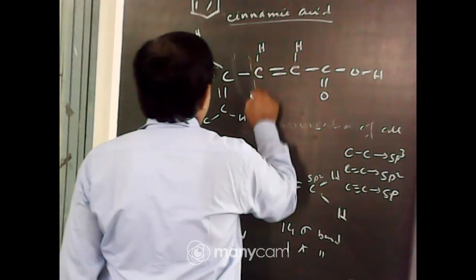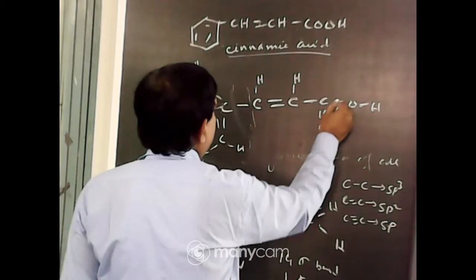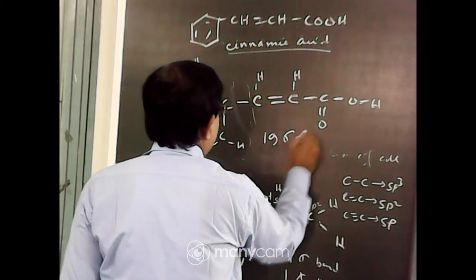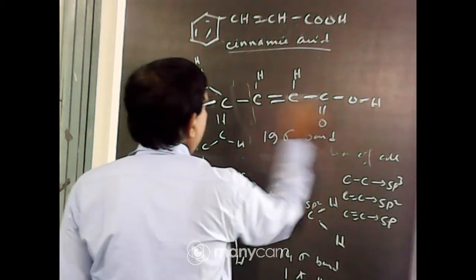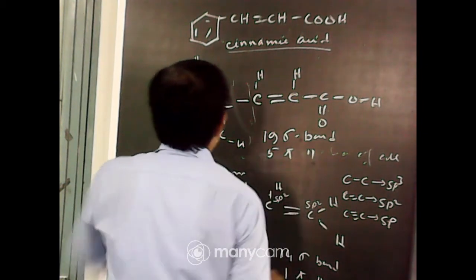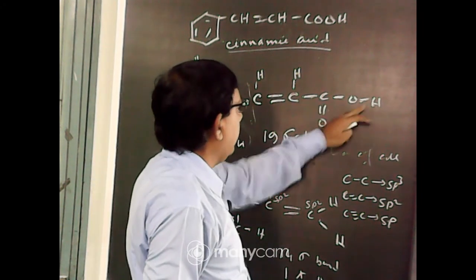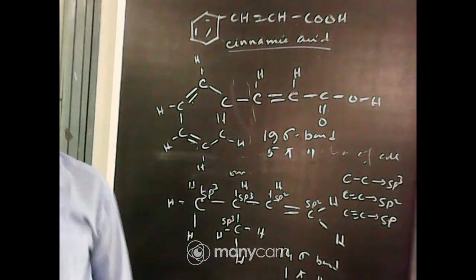Now this is 12, 13, 14, 15, 16, 17, 18, 19. So there will be 19 sigma bonds. How many pi bonds? 1, 2, 3, 4, 5. There will be 5 pi bonds. So 19 sigma bonds and 5 pi bonds are present in cinnamic acid.